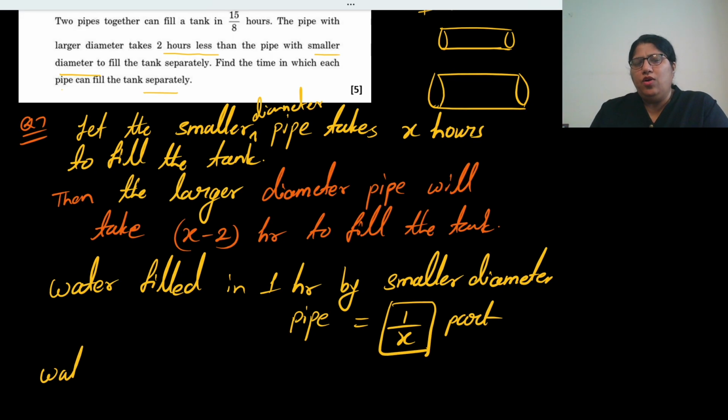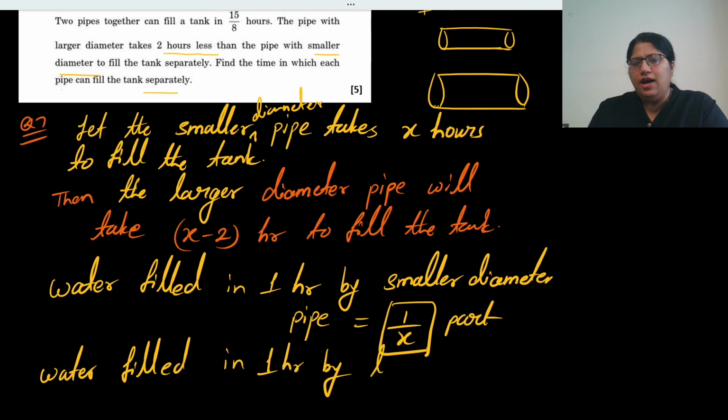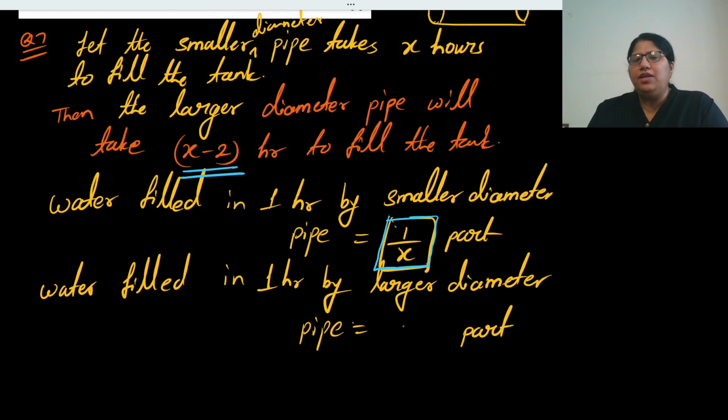Similarly here, water filled in 1 hour by the larger diameter pipe, right? So it is 1 by x minus 2 part, because it's only one equation.